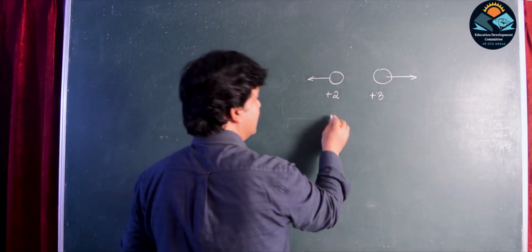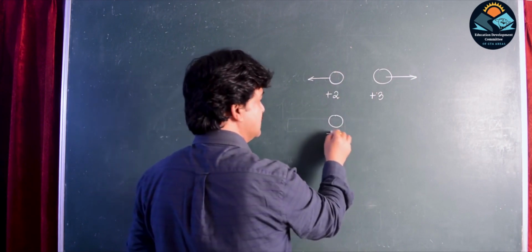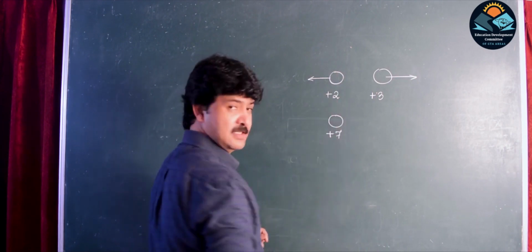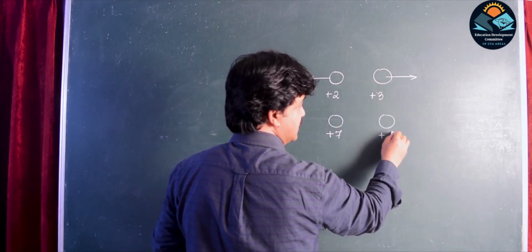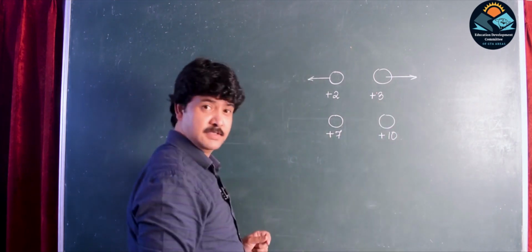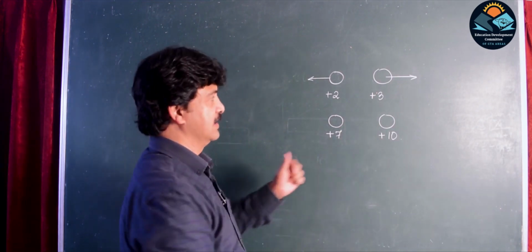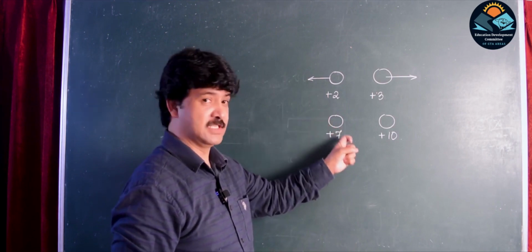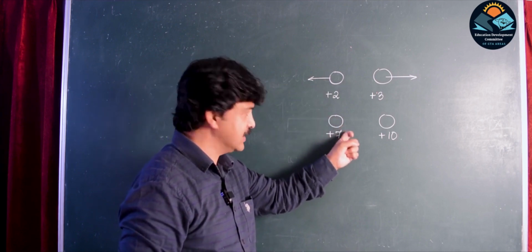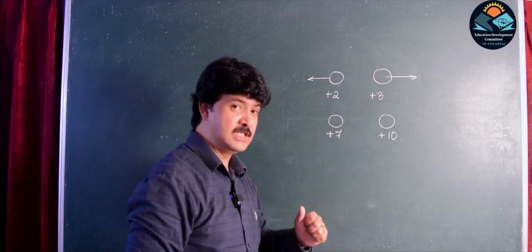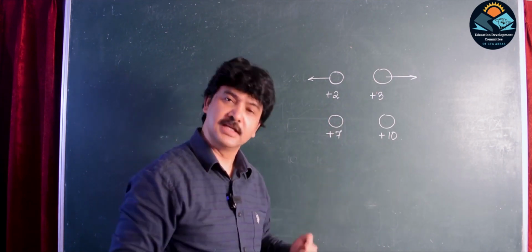Right now, suppose we increase the charge on this body, from 2 to, let's say, plus 7. And on the second body the charge is also increased from 3 to, let's say, 10. So what do you expect? There will be force of repulsion, no doubt. But what will be the force of repulsion here? Will it be more than this or less than this? Yes, the force here will increase. Now the two bodies will exert more repulsive force on each other.